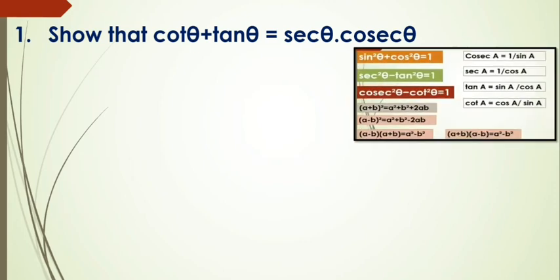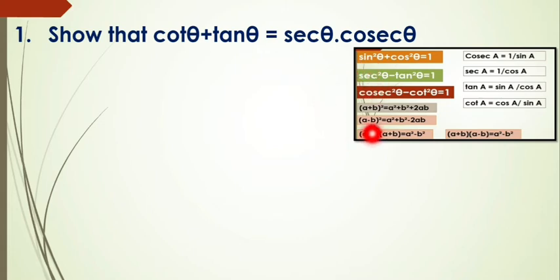Just see, we learned these values: sin square theta plus cos square theta is equal to 1. Observe that, can we use these trigonometric identities here? No, because there is no square for any trigonometric function. Cot theta plus tan theta is there, but not in this format. So we can't use these trigonometric identities.